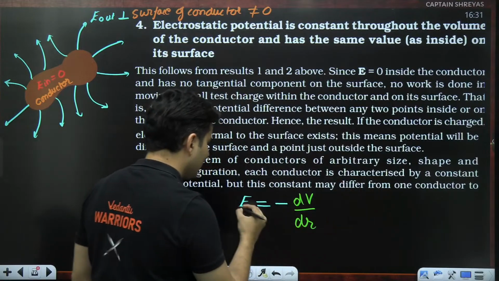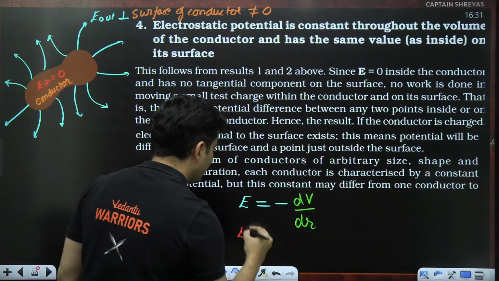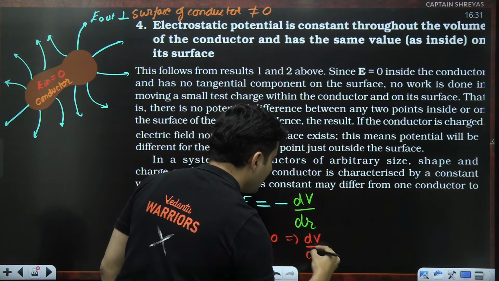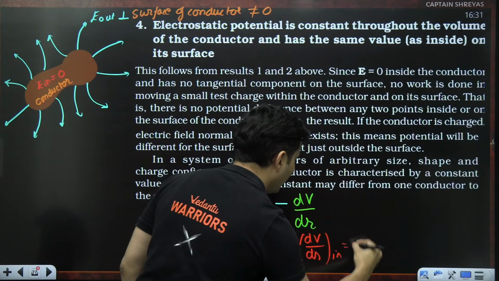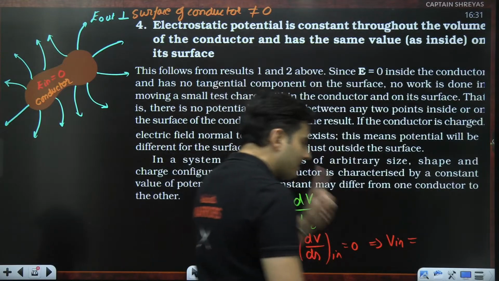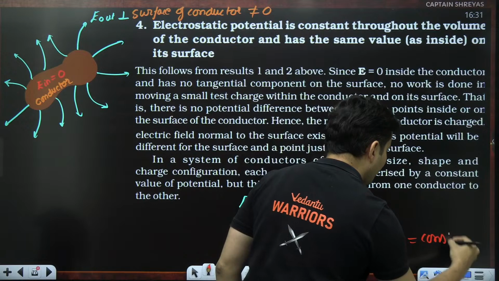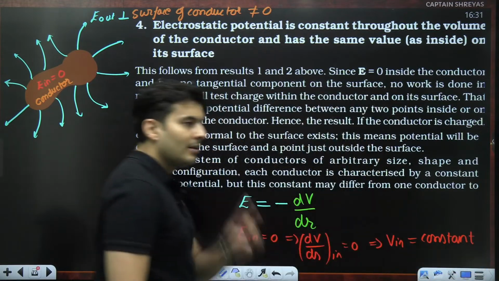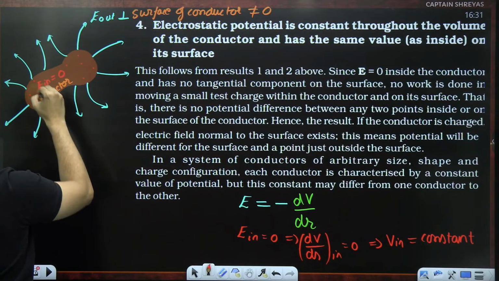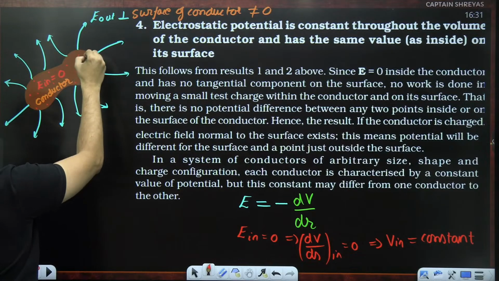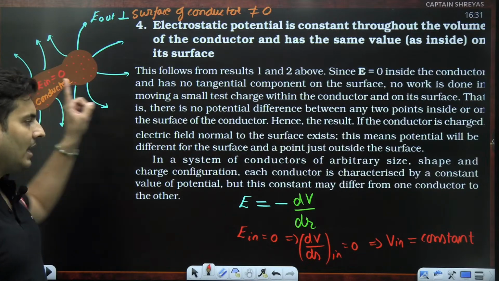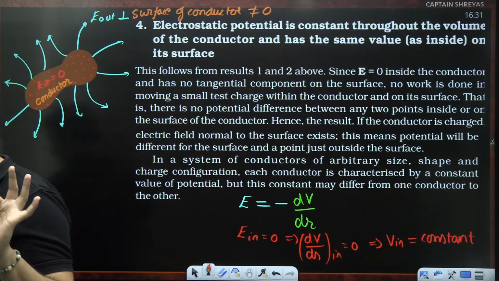If by chance I tell you electric field inside is 0, that means dV by dr inside is 0. That means the derivative of the potential inside is 0, so the function is a constant, which means all these points are equipotentials. So all points inside the conductor have the same voltage. Is that absolutely clear, my dear warriors?